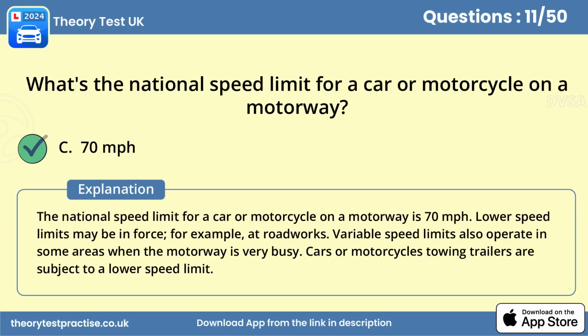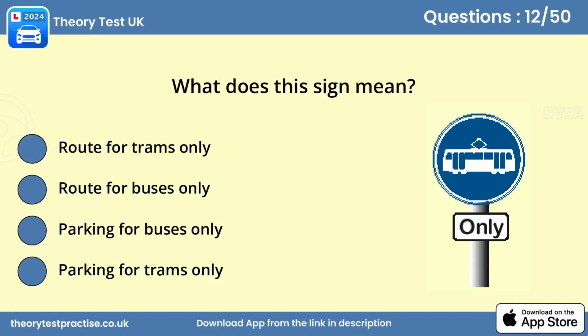Lower speed limits may be in force, for example, at roadworks. Variable speed limits also operate in some areas when the motorway is very busy. Cars or motorcycles towing trailers are subject to a lower speed limit. Question 12. What does this sign mean?